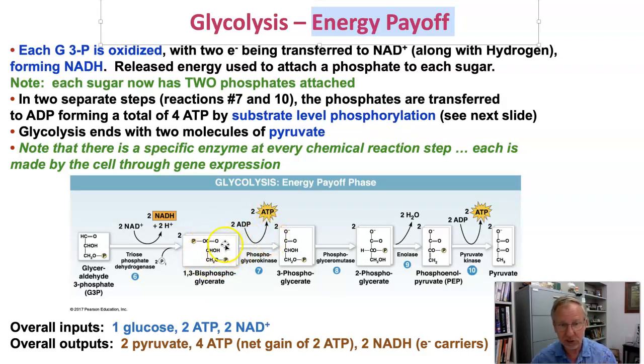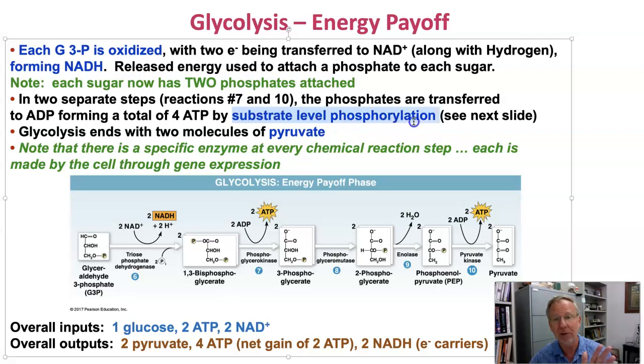Once again, this substrate with phosphates goes into the active site of an enzyme, along with an ADP fitting into the active site, and the phosphate transfers from the substrate to the ADP, and out pops ATP. This happens in two different places. And this process by which the ATP is being made like this, using an enzyme to help transfer phosphate groups, is called substrate level phosphorylation. The next slide shows you a picture of how this happens.